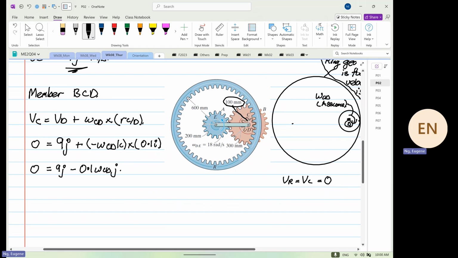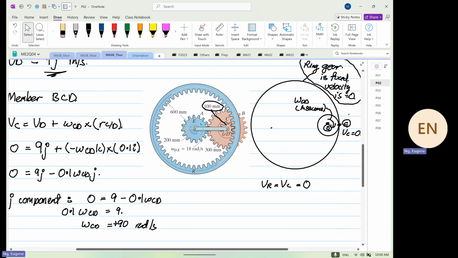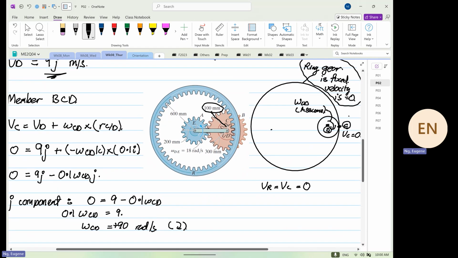There's only one component, so we focus on the j component. We have 0 is equal to 9 minus 0.1 omega CD. So 0.1 omega CD is equal to 9. Omega CD is equal to 90 radians per second. And because it is positive, the direction of rotation is clockwise. So you can cancel this assumption, it is not assumed anymore. Don't wipe it out, just cancel it. So omega CD is in that direction.